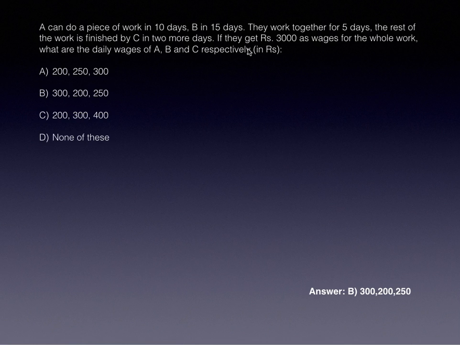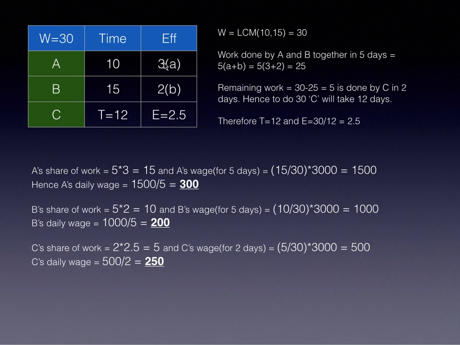They work together for 5 days. The rest of the work is finished by C in 2 more days. Okay. So in 5 days, how much of the work will be done? A's efficiency is 3, B's efficiency is 2. So therefore, in one day, they will do 3 plus 2, 5 of the work. And in 5 days, they will do 5 into 5, which is equal to 25. That is, I've written here. So work done by A and B together in 5 days will be 5 into A plus B, that is 5 into 3 plus 2, that is 5 into 5, which is equal to 25.